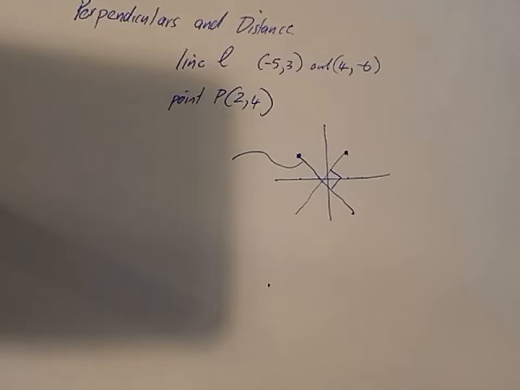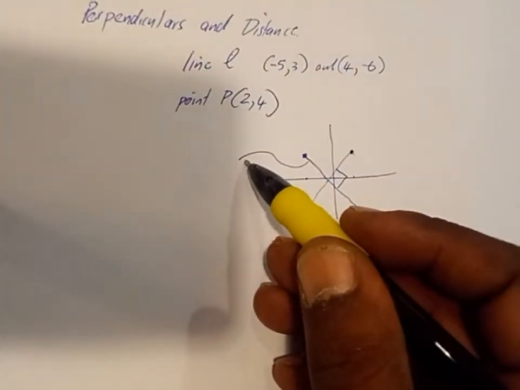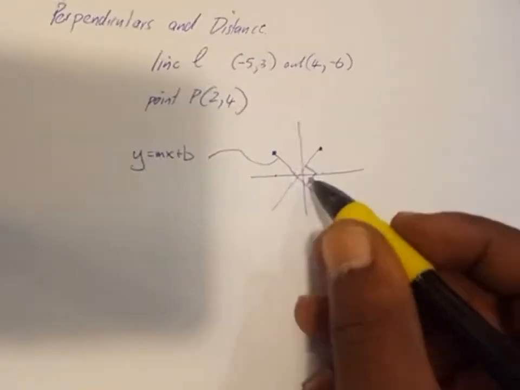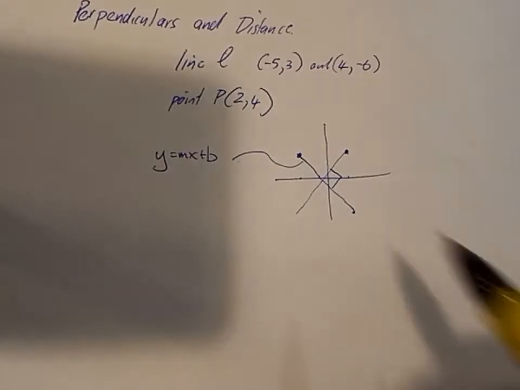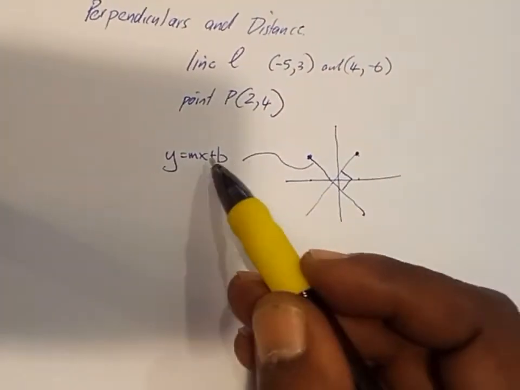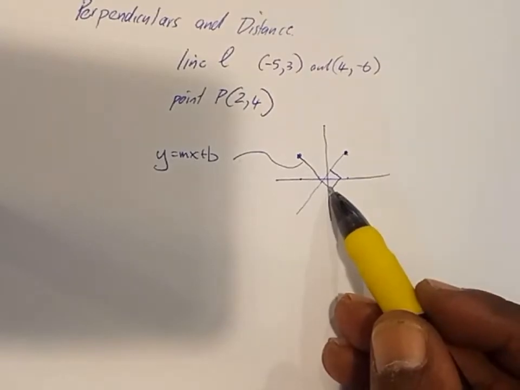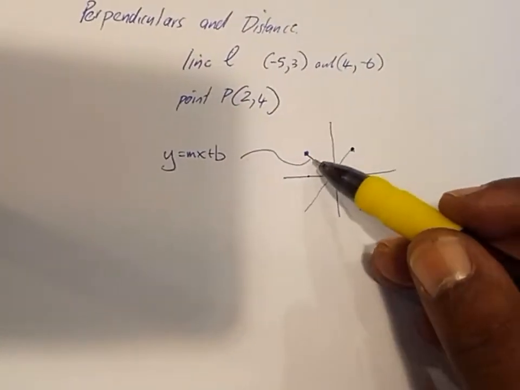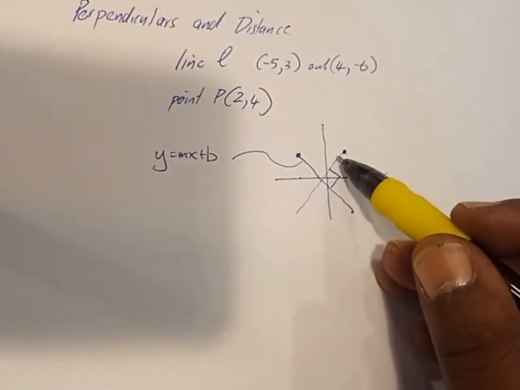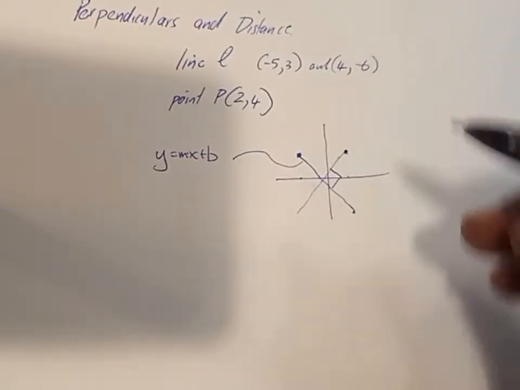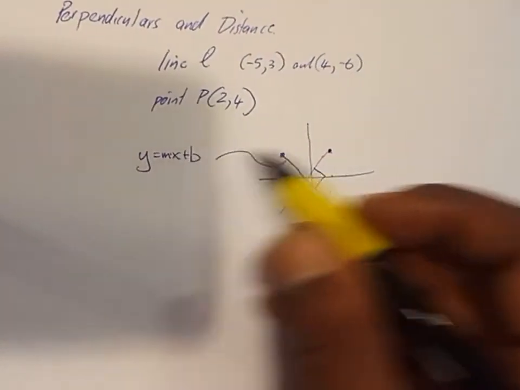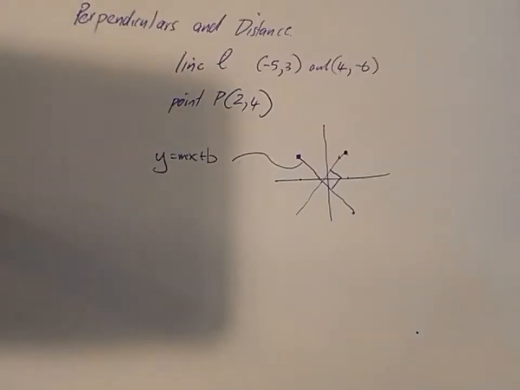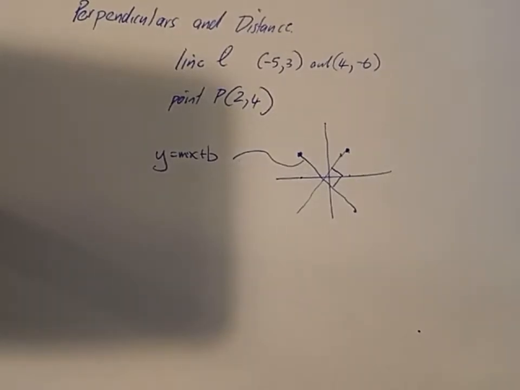Why don't I find the equation of that line, the y equals mx plus b of that line? Because the b is going to be where x is equal to 0, right? That's where it's going to intersect. By finding the slope of this, I will know the slope of this line, won't I? Because the slope of this line has to be the negative reciprocal of this slope. That's a relationship of perpendicular lines.